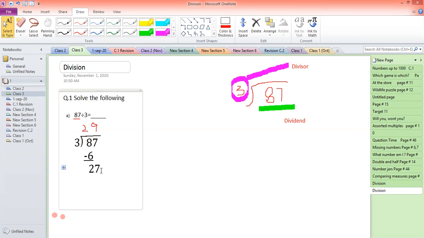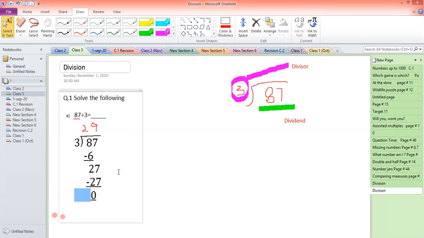Just write down exactly this 27, and then what is the third step? Third step you have to minus. Now when you minus 27, the answer will be 0. So this is how you solve the long division.